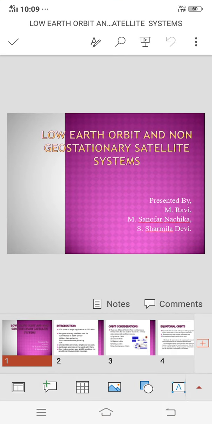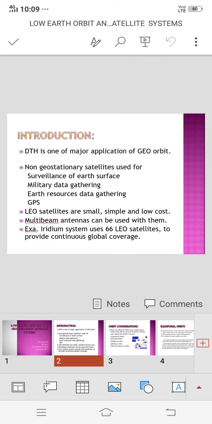We have a case studies topic on low Earth orbit and non-geostationary satellite systems. Introduction. TTH is one of the major applications of GEO orbit. Non-geostationary satellites are used for surveillance of Earth surface, military data gathering, Earth resources data gathering, GPS. LEO satellites are small, simple and low cost.